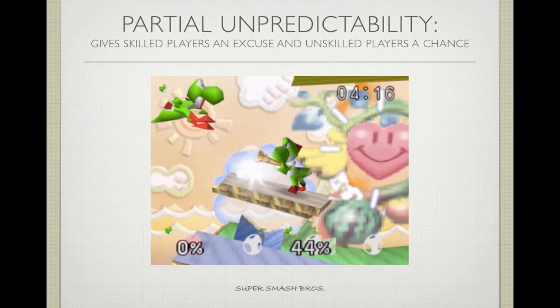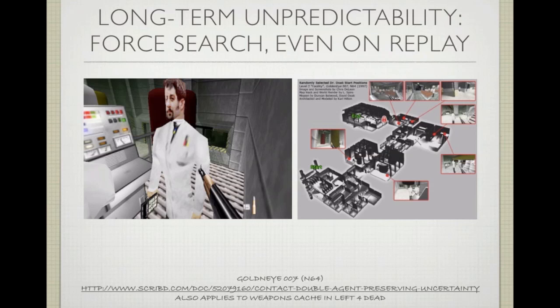Okay, now for the next version of randomness I want to look at, we're going to look at longer-term unpredictability. So this forces search even on replay.